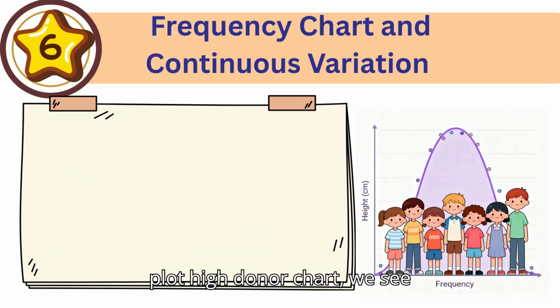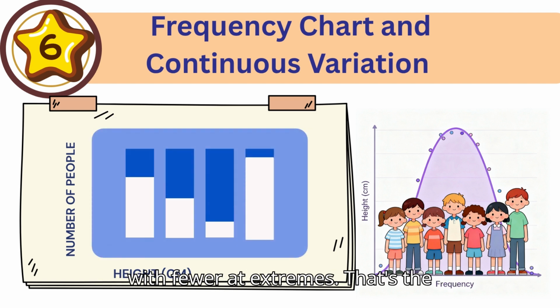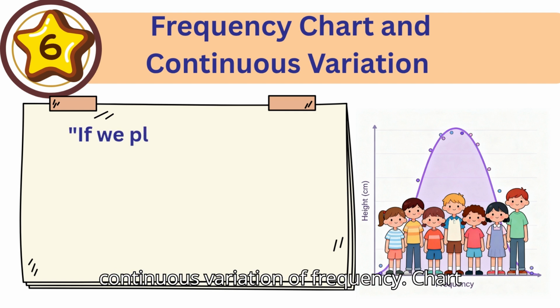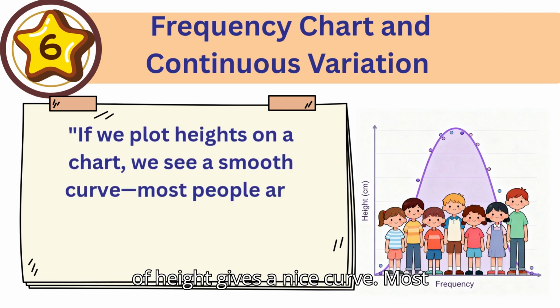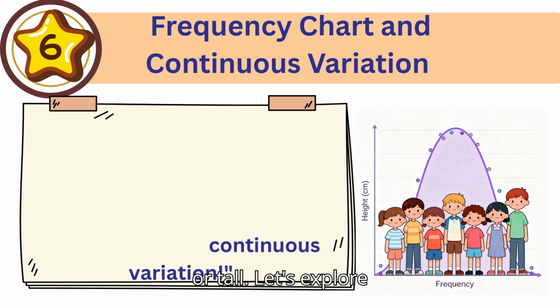And next, if we plot height on a chart, we see a smooth curve. Most people are average, with fewer at the extremes. That's the continuous variation. A frequency chart of height gives a nice curve. Most people are average height, fewer are short or tall.